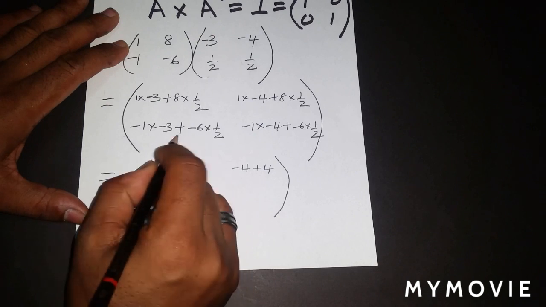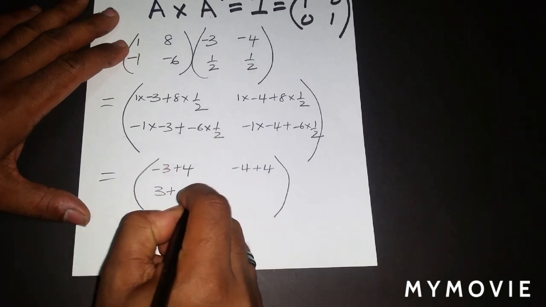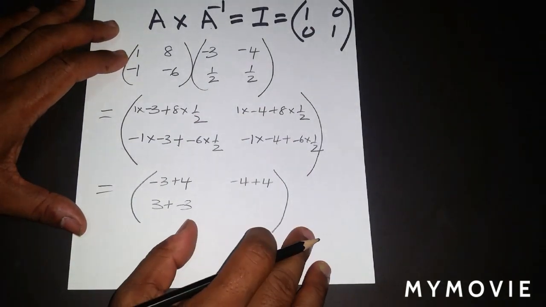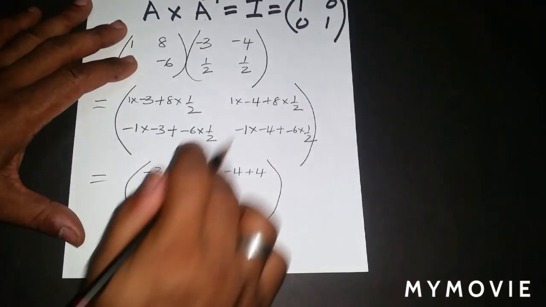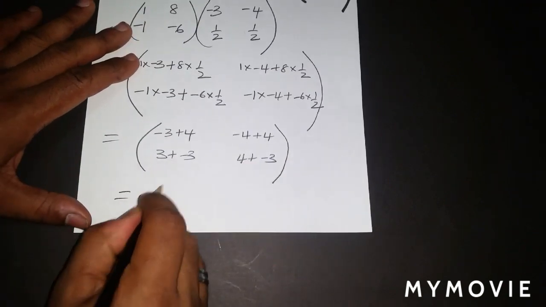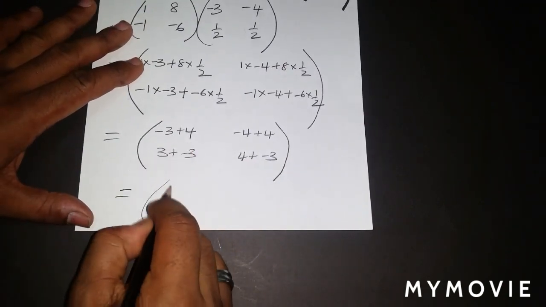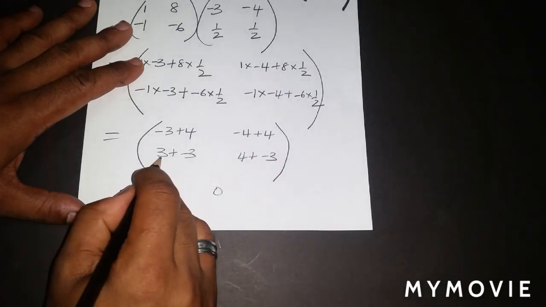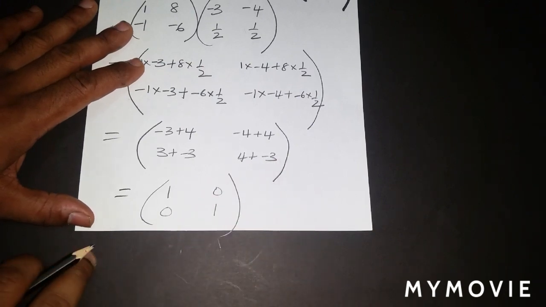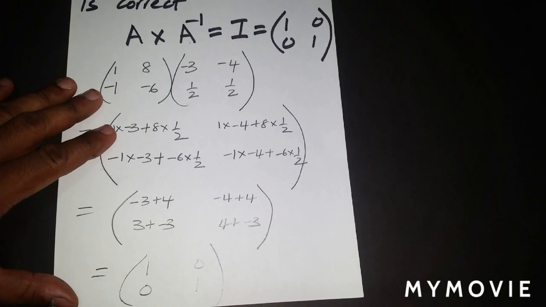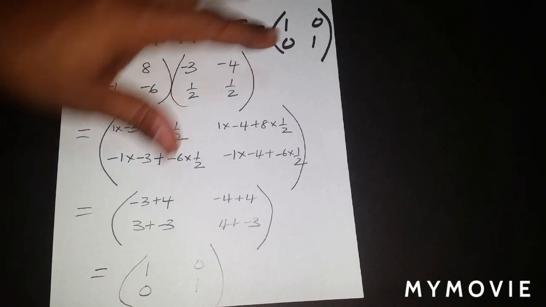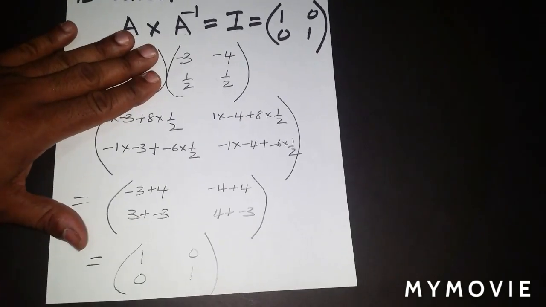-1 times -3 is +3, plus -6 times a half is -3. Looks like I'm going to get 0 here, which is this here. And if I get 1 here, then I'm pretty confident that my inverse is correct. So -1 times -4 is 4, plus -3. And this is going to give me -3 plus 4 is 1, -4 plus 4 is 0, 3 plus -3 is 0, 4 plus -3 is 1. And this is the identity matrix here. So this is telling me right away that the inverse, which is this here, is correct. This gives me the confidence that my inverse is correct.